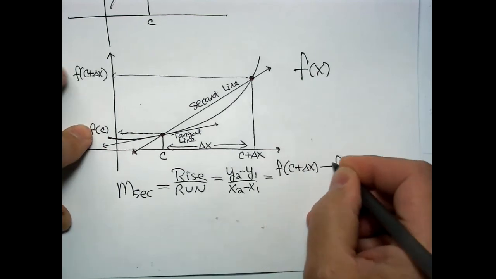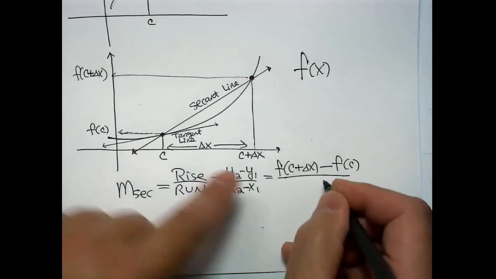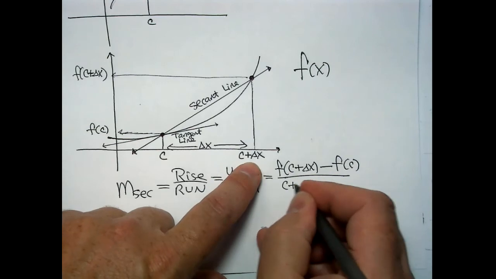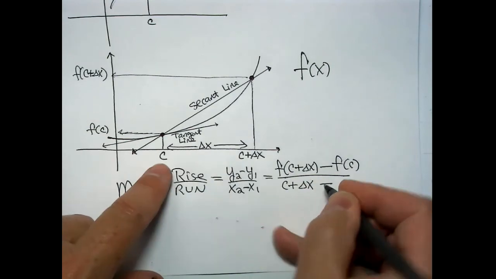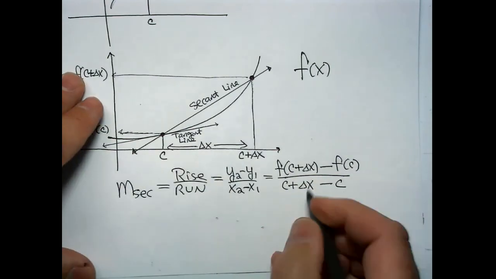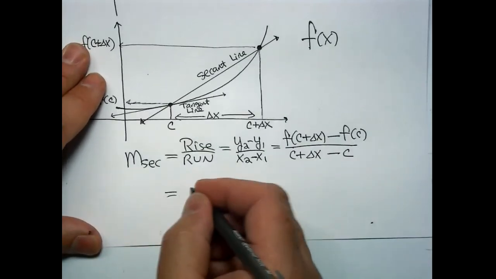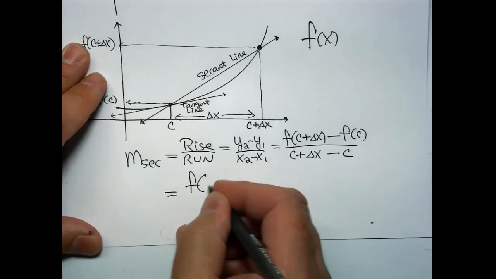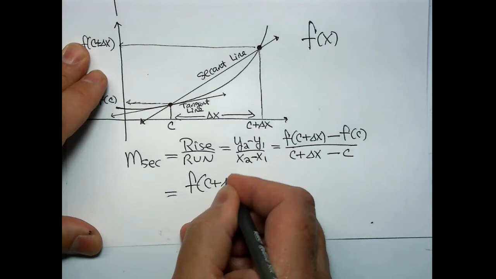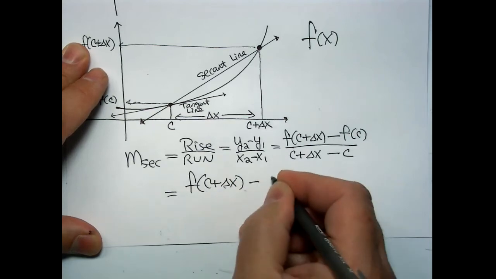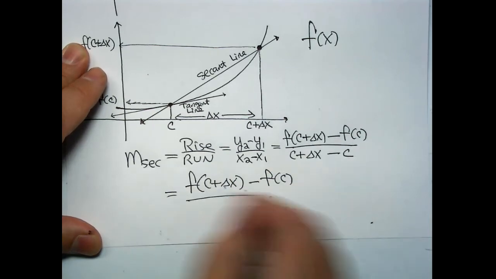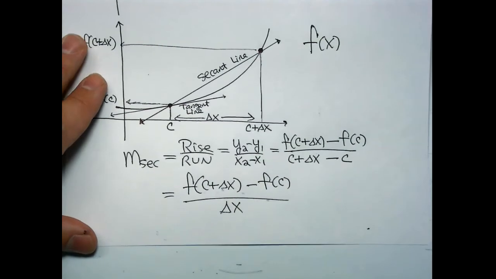And here's the bottom y value. Here's the larger x value. Here's the smaller x value. Notice that the c's cancel down there. So the slope of the secant line can be written as f of c plus delta x minus f of c, all over delta x.